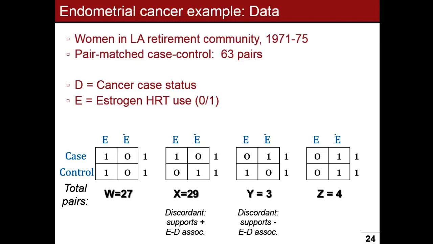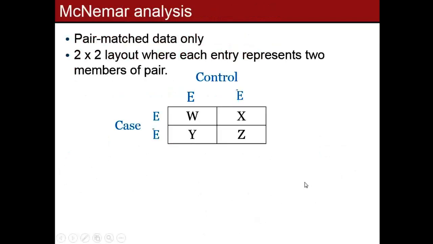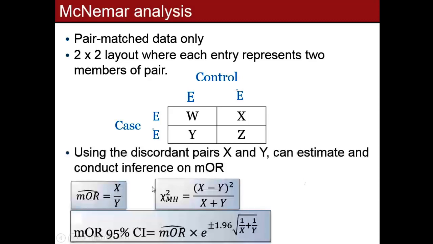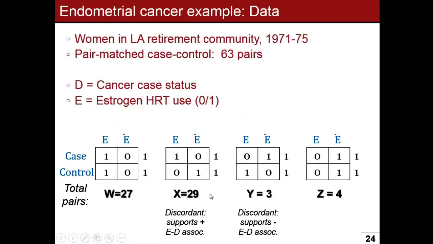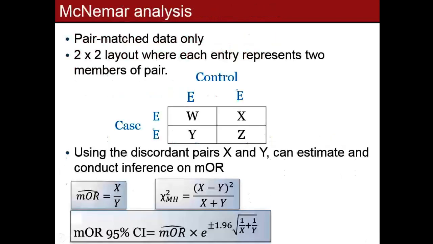And so there's this tug of war, this tension between these two, and that's formalized by the Mantel-Haenszel or McNemar odds ratio. This is really the McNemar formulation of it, which is X over Y. So that tension between the 29 and the 3 is actually formalized as 29 divided by 3, which gives you the odds ratio for the association between the exposure and disease.